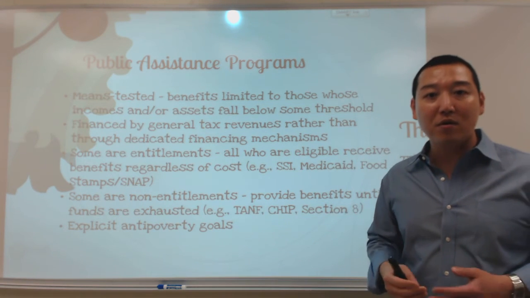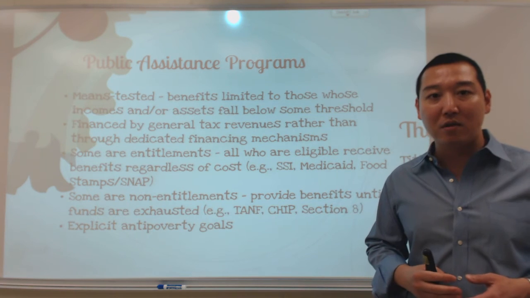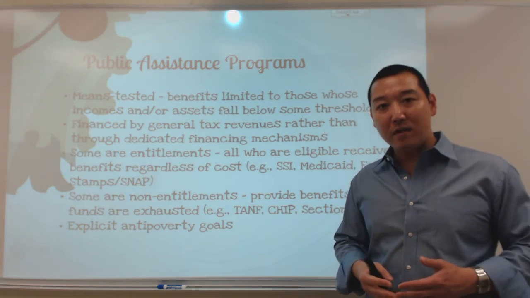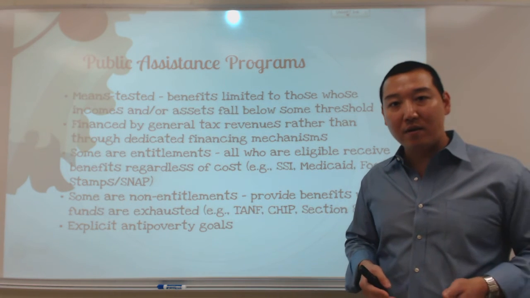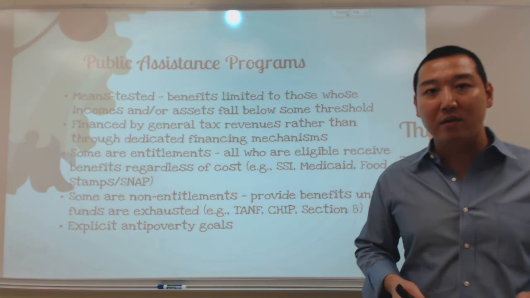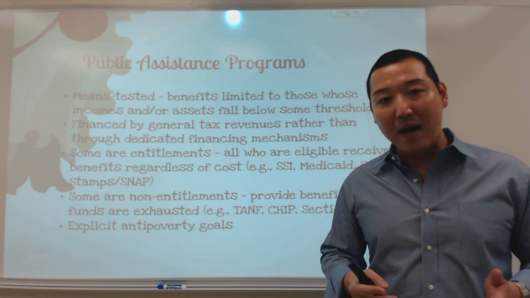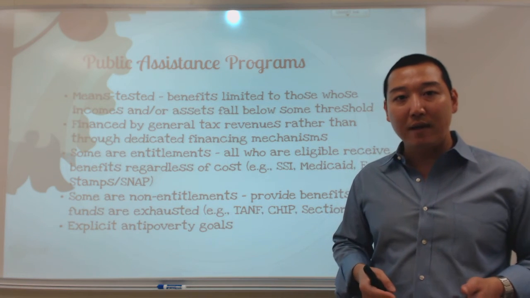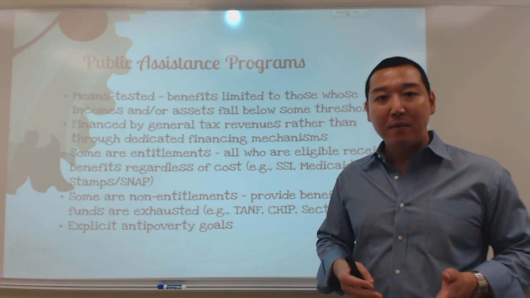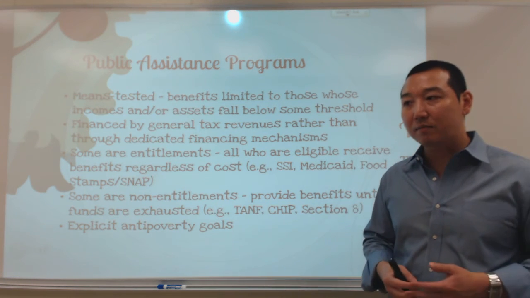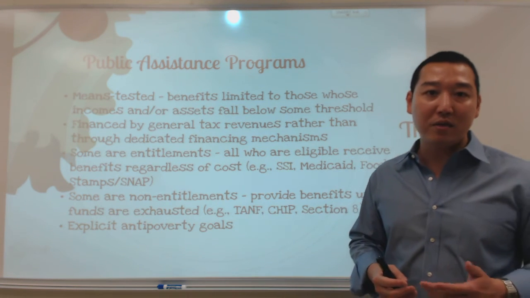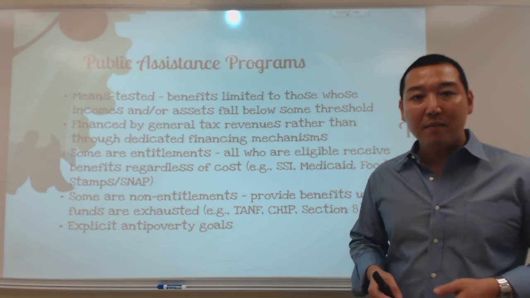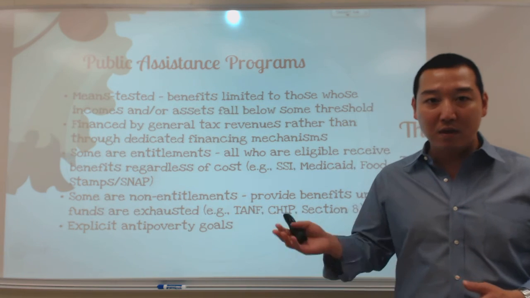And then public assistance programs are also financed differently. We typically finance our public assistance programs through general tax revenues. That is, if you file your taxes every year, or if you've seen your parents file your taxes by April 15th, that general revenue is being used to finance our public assistance programs, generally speaking. And then we've made a distinction before between entitlement public assistance programs and non-entitlement public assistance programs. And we give you some examples here.